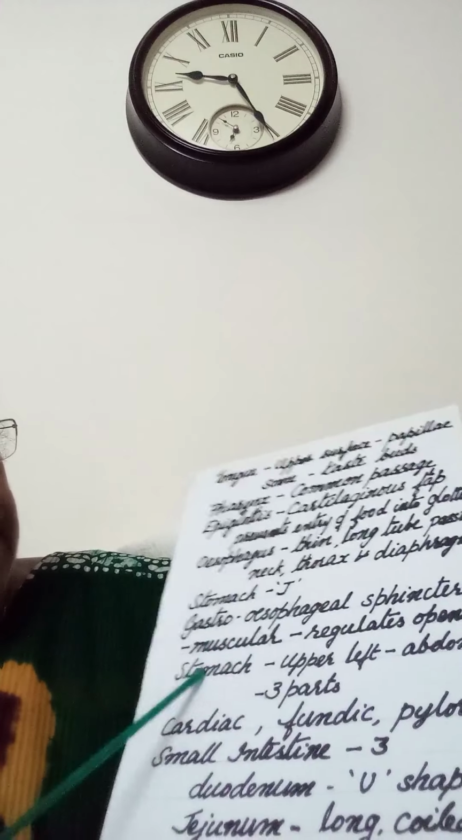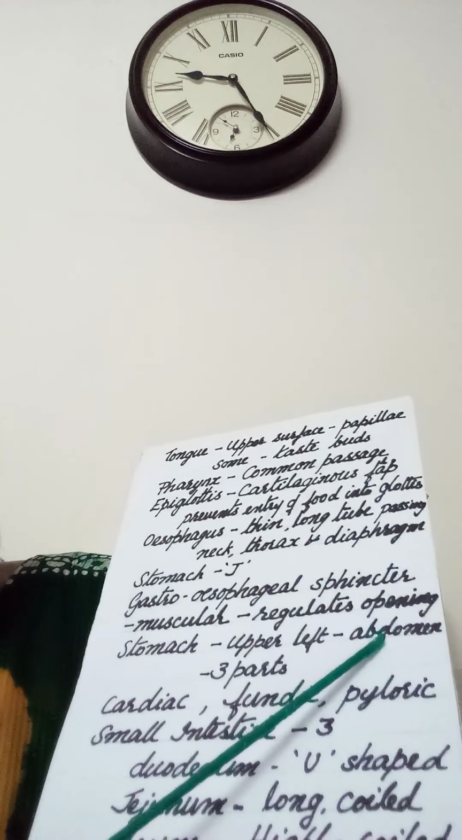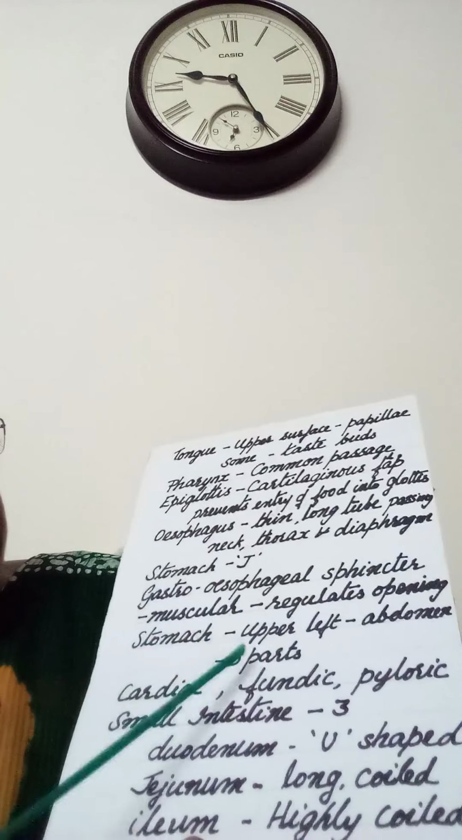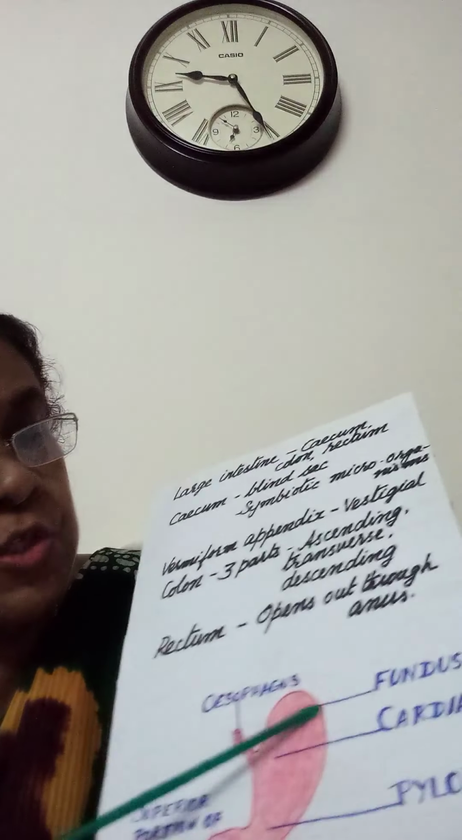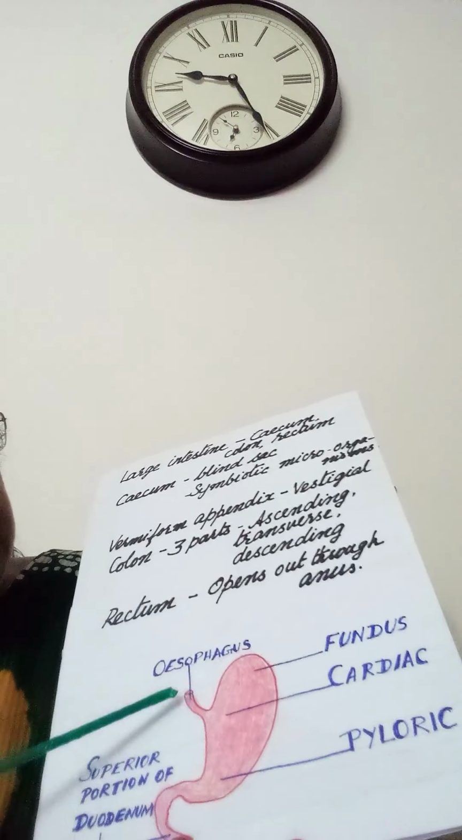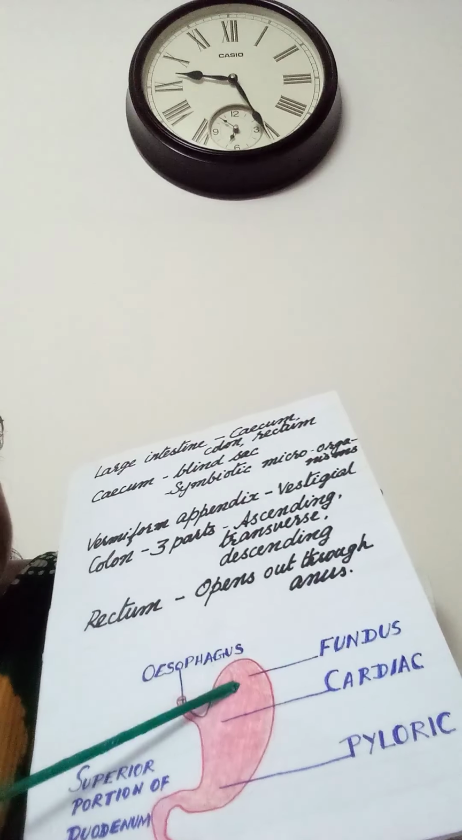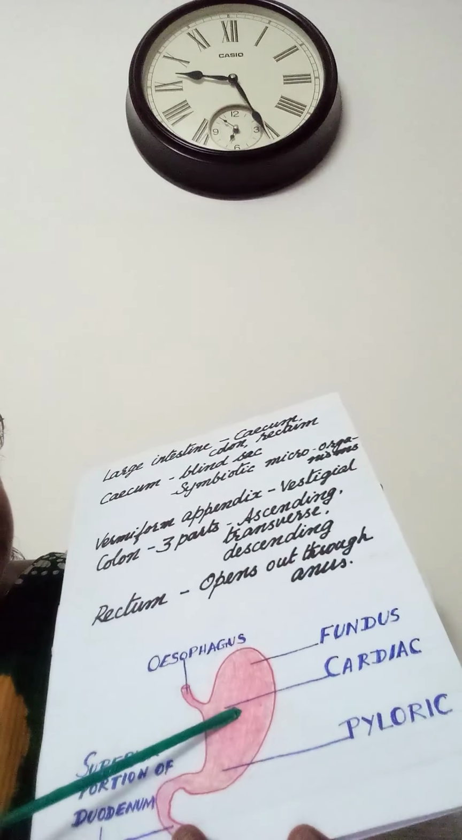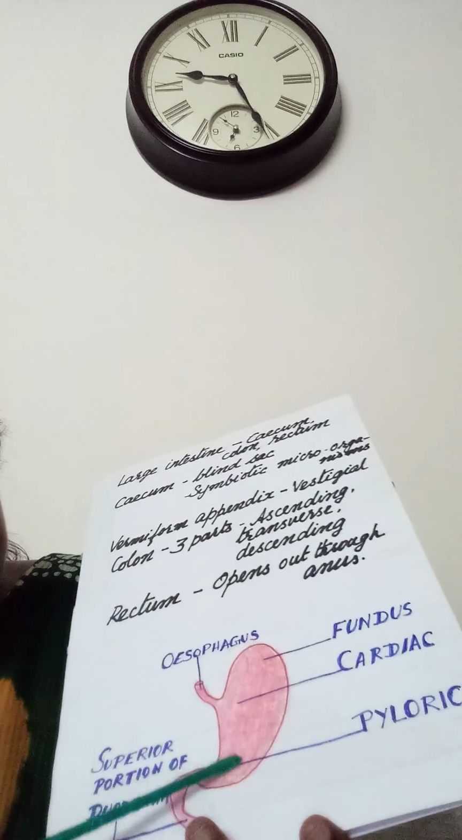Then stomach, upper left part of the abdominal cavity. Then stomach will be having 3 parts. Already we have studied esophagus leads to stomach, J-shaped stomach. 3 parts will be there. The first part is the fundus, this part, fundus. Then cardiac. Then pyloric part. This part is the pyloric part.